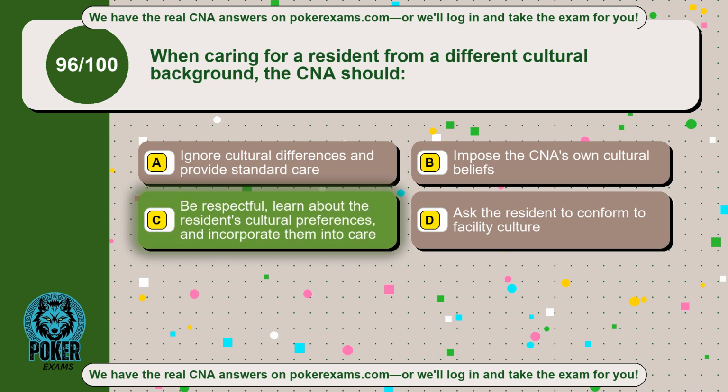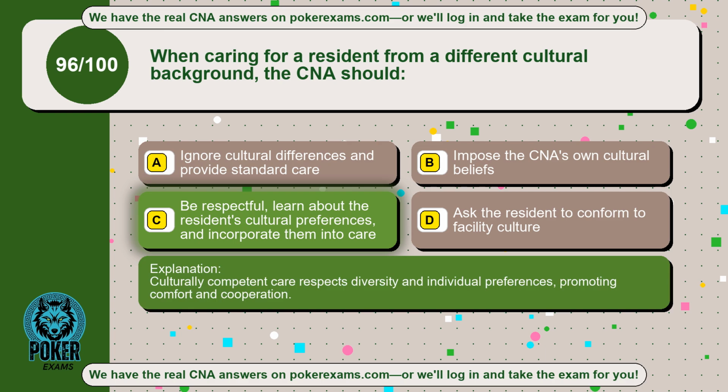The correct answer is option C. Be respectful, learn about the resident's cultural preferences, and incorporate them into care. Culturally competent care respects diversity and individual preferences, promoting comfort and cooperation.